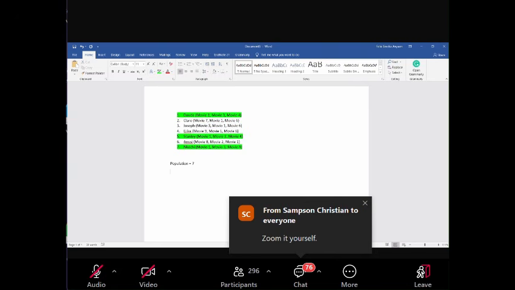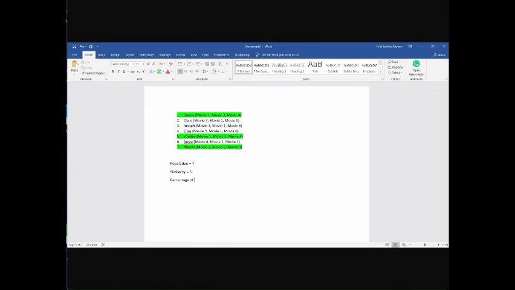Now, similarity is equal to 3. So the percentage of similarity will be equal to what? 3 times 100 divided by 7. That's equal to what?